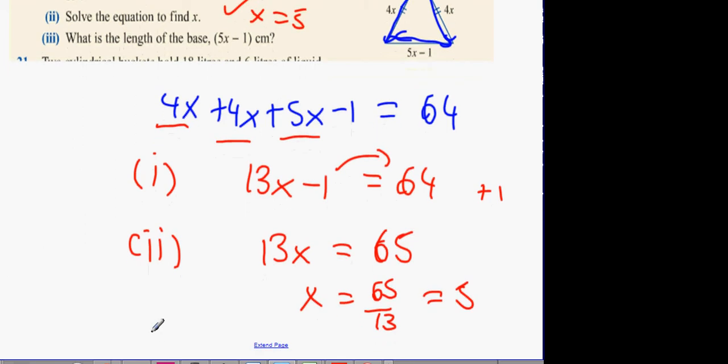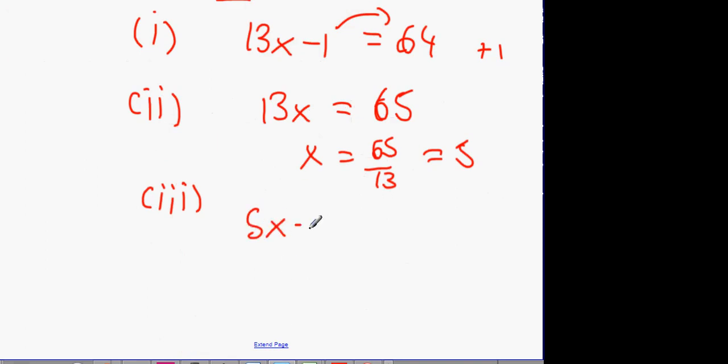What is the length of the base, 5x minus 1? Because 5x minus 1, you need to find out a number for it. It's 5 times 5 minus 1, 25 minus 1, 24. They're actually getting easier, aren't they?